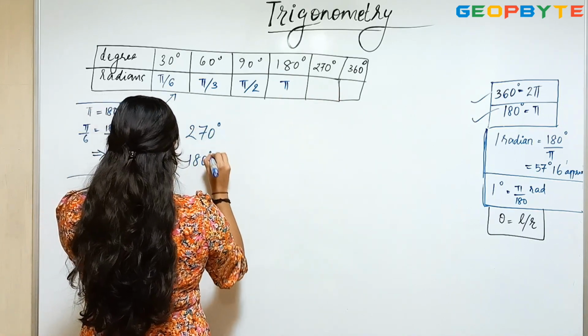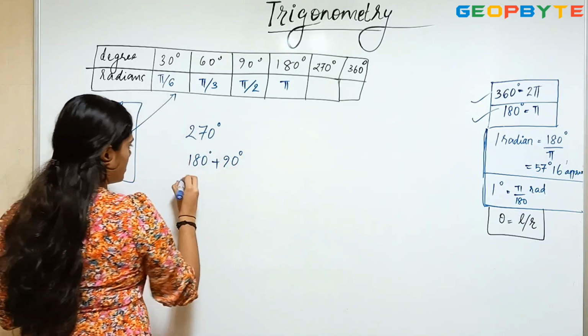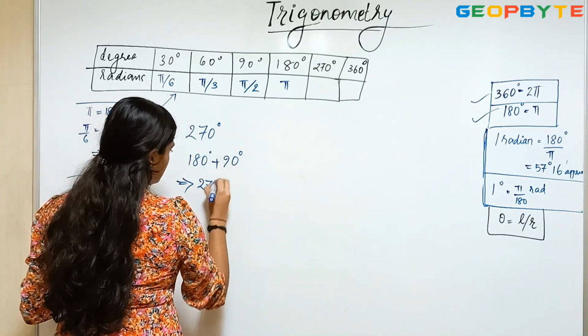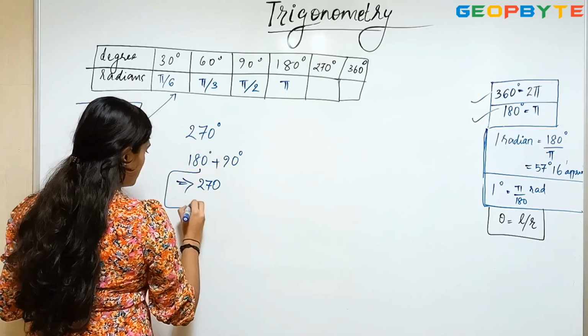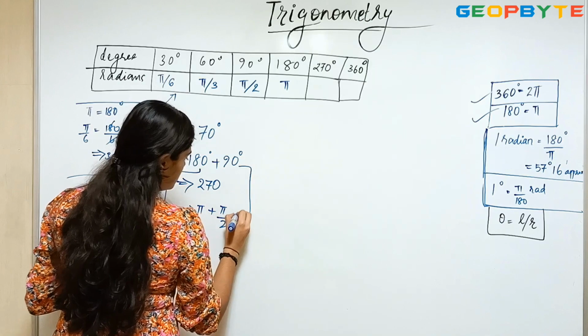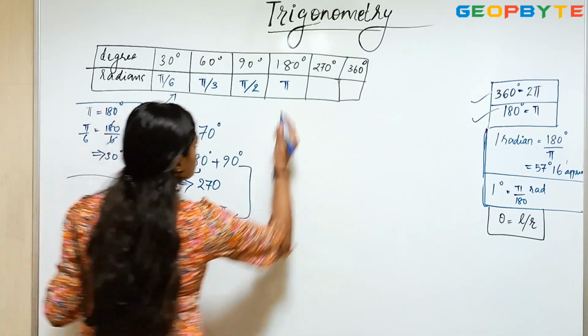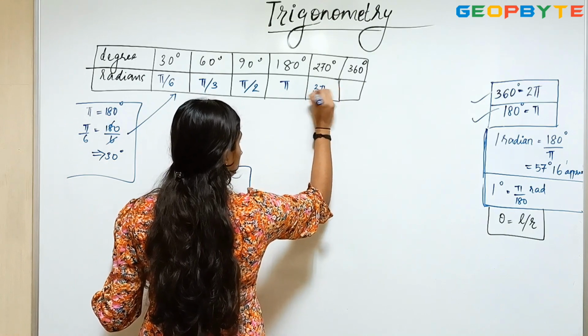180 degree plus 90 degree, no? It is 270 degree. That is, this is my pi plus pi by 2. So pi plus pi by 2 is 3 pi by 2. So I write 3 pi by 2.